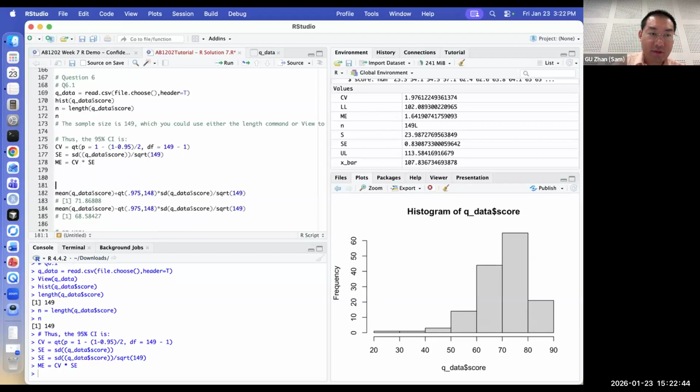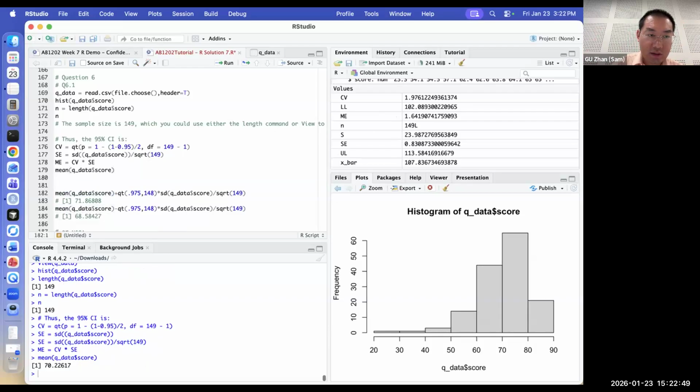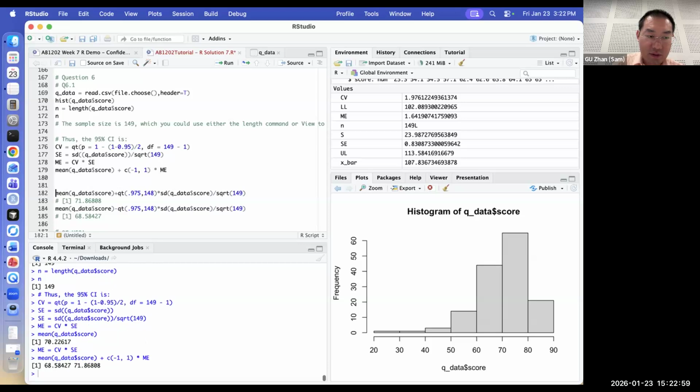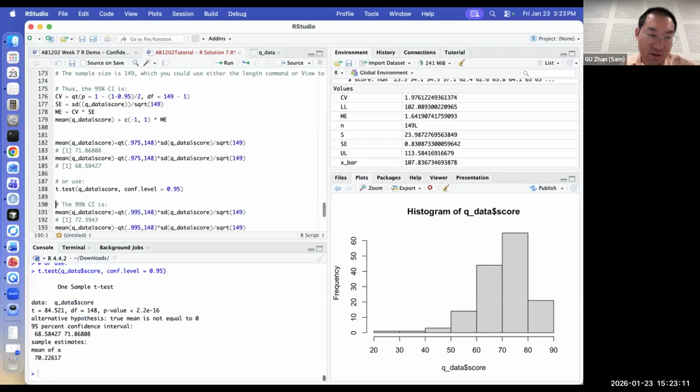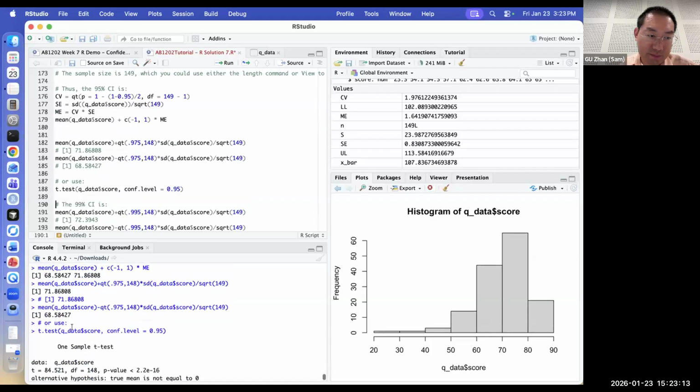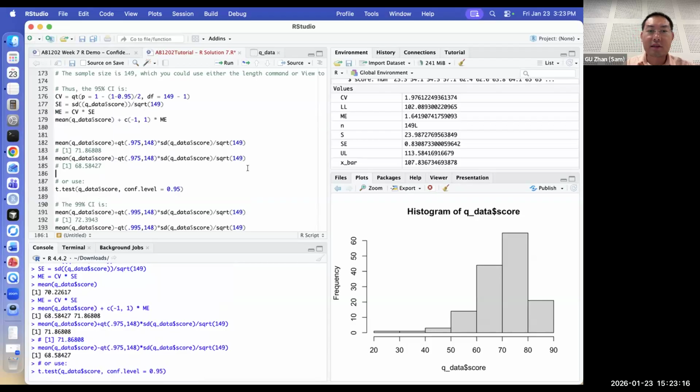So what is the mean value? Mean value is this, X bar is 70. Then X bar plus and minus 1 times ME. This is again manual calculation. So the lower limit is 68.58 and the upper limit is 71. This is the upper bound and this is the lower bound. This is a calculation in one line, but I have broken it down for you.